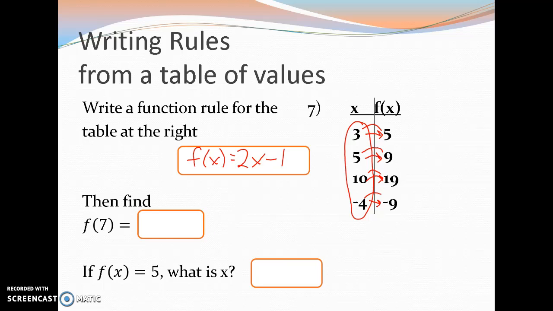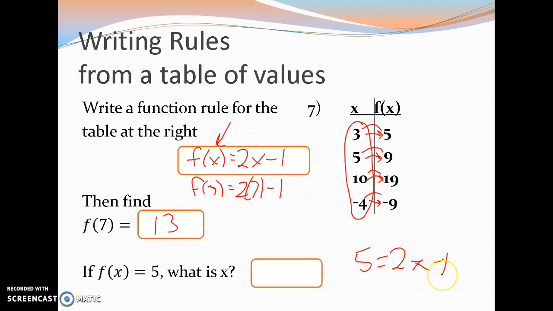So if I wanted to stick in 7, f of 7 is simply going to be 2 times 7 minus 1. Well, that's 14 minus 1, which is 13. And then if f of x is 5, then I'm going to replace the f of x with 5, and that equals 2x minus 1. And you can kind of see we already have this one here. To solve this equation, I would add 1 to both sides, so 6 becomes 2x, and if I divide by 2, x is 3, which means if I plug in a 3, 5 is what I get back out.